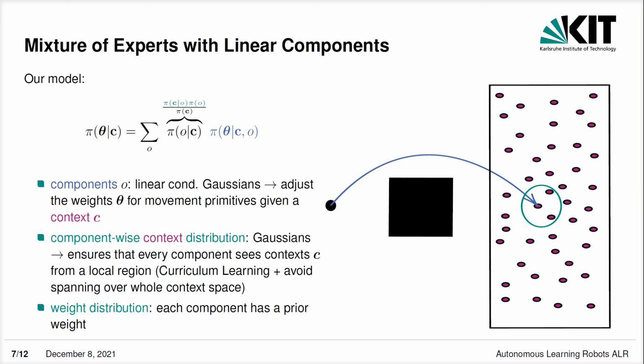Since we also optimize these distributions, we allow each component to adjust its curriculum by focusing on the context regions they favor to solve. At the same time, this avoids that a component has to span over the whole context space. Furthermore, we model the weight distribution pi of O as a categorical distribution.